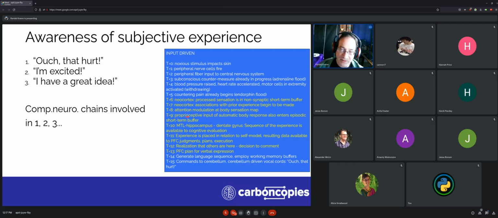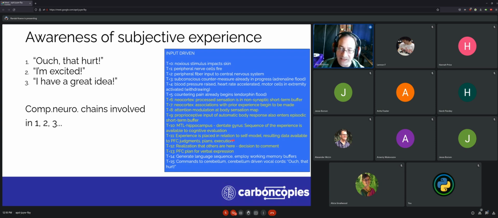Then you get proprioceptive input of the stuff that already started, the automatic body responses, your heart rate, the withdrawal of your hand, which also begins to enter the episodic short-term memory buffer. So this becomes part of your experience of that episode. There's the pain, there's also the part where you're beginning to withdraw your hand and where you have all these sensations of heart rate racing and all that. Through your medial temporal lobe, hippocampus, and dentate gyrus loop, the sequence of the experience is then available, as I was just describing here, to the cognitive evaluation.